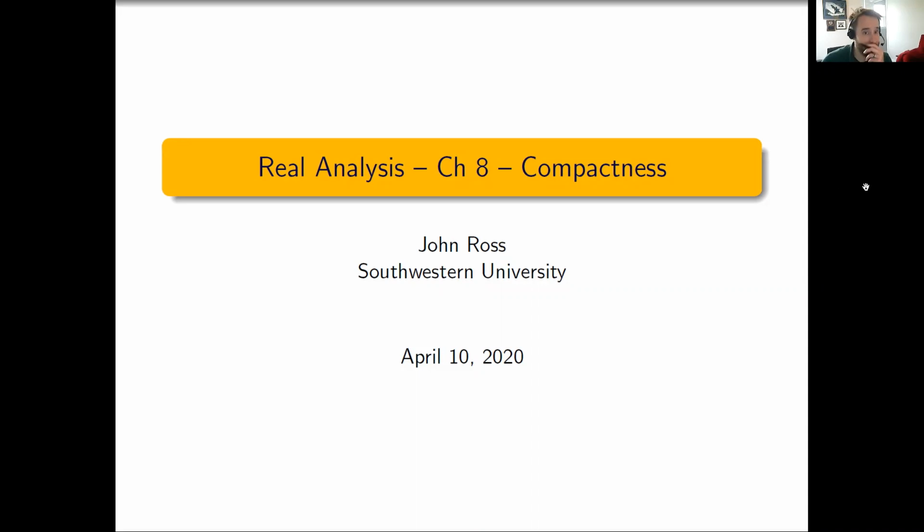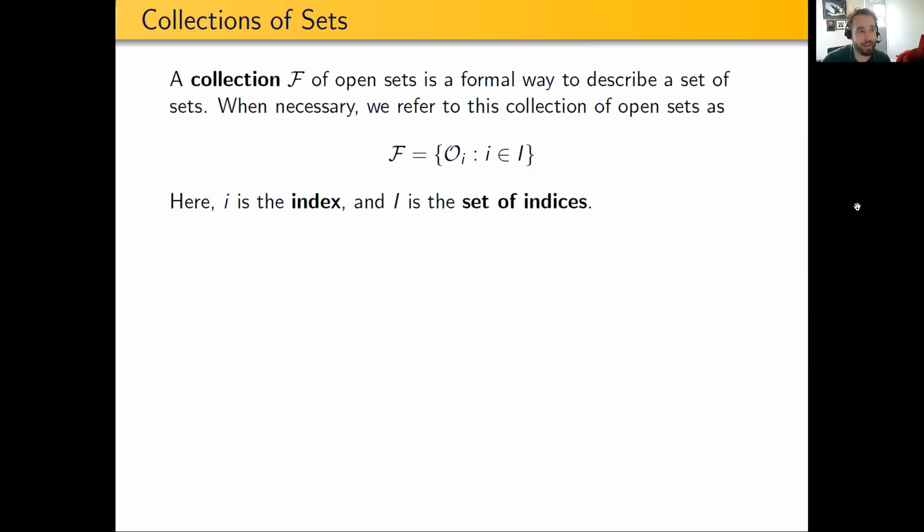We'll build it up bit by bit because the definition of compactness is reasonably challenging, involving these abstract collections of open sets. And so we're going to start there. So we're going to remind ourselves what a collection of open sets is. And this is something that we talked about back in chapter 3 when we were discussing openness.